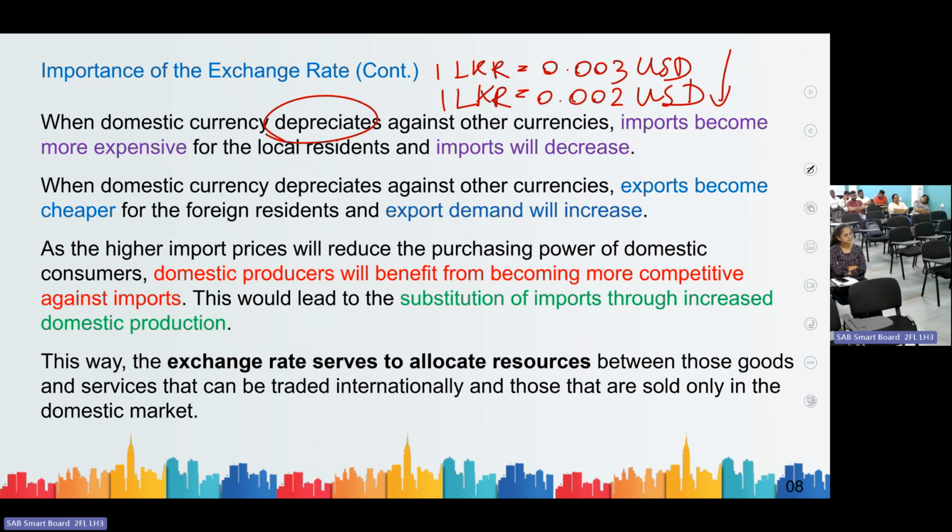In this case, what happens? The value of LKR has fallen. As a result, the value of goods and services produced in Sri Lanka also will fall. Because of this depreciation, the price of Sri Lankan goods and services will fall. Sri Lankan products become cheaper for foreigners. Then foreigners will demand more Sri Lankan goods. As a result, exports will go up.